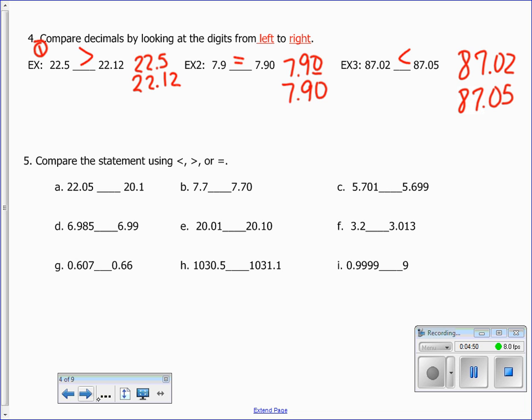So in each of these exercises on number 5, A through I, I'm going to ask for you to pause the video. Use the margin for your work. Line each of them up to determine less than, greater than, or equal to.